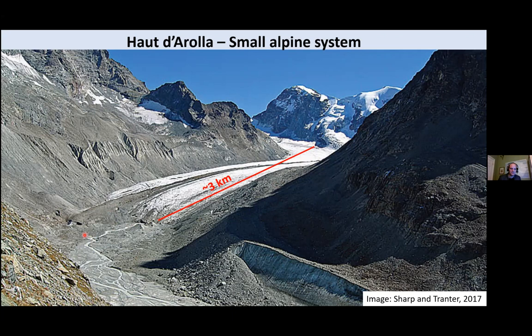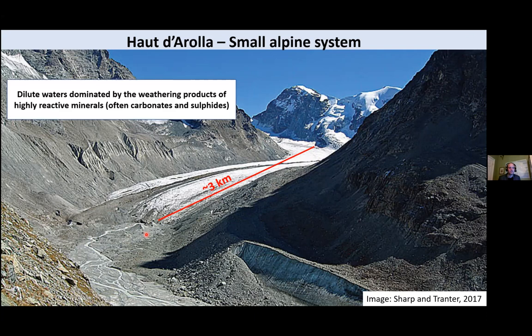And this is not true just of Haut Arolla. This is true of the Alpine glaciers in general: they're sediment throughput machines. Sediment is being pumped through these things, and the waters also pass them quite quickly. So the waters that have been characterized in these systems tend to be dilute relative to the size of the streams, and they usually contain the weathering products of highly reactive minerals, usually carbonate and sulfate.